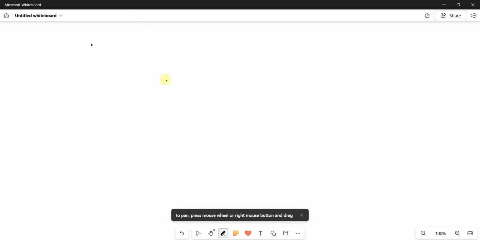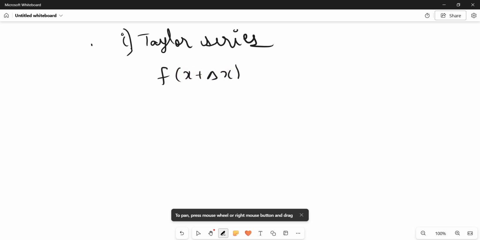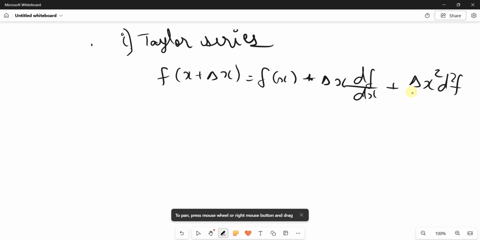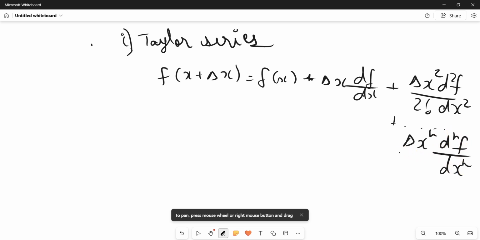So moving on. The first thing that we had checked on was your Taylor series, right? You can write f of x plus delta x is equal to f of x plus del x df by dx plus del x the whole square d2f by dx square, and here you'll have a 2 factorial, plus and so on, till del x to the power n d^n f by dx^n, and here whole divided by n factorial, correct?